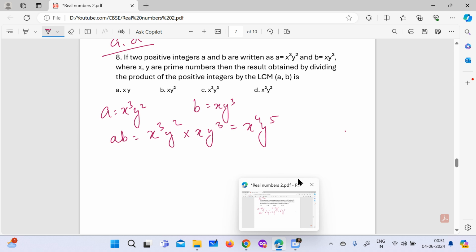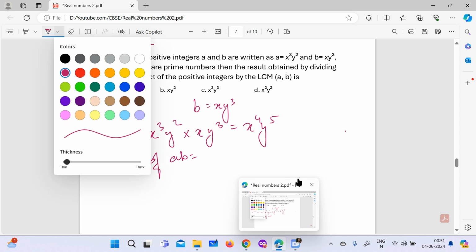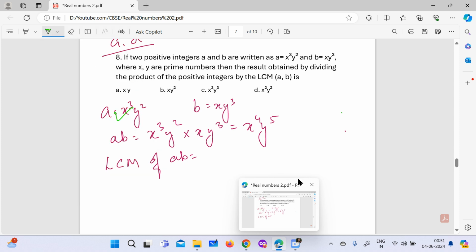the result obtained by dividing the product of positive integers by the LCM of a and b. So what will be the LCM of a and b? When we have to write the LCM, we have to take the largest power, right? So from x cubed and x, we will take x cubed, and from y squared and y cubed we will take y cubed. So your LCM is x cubed y cubed.